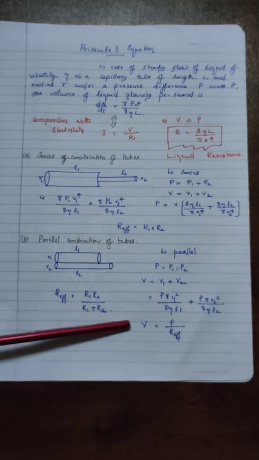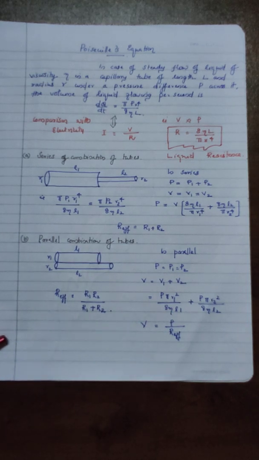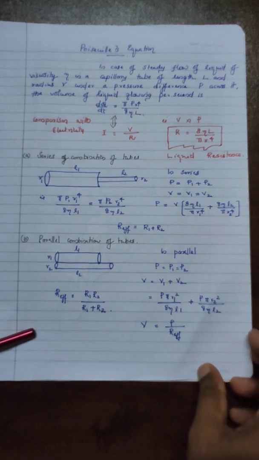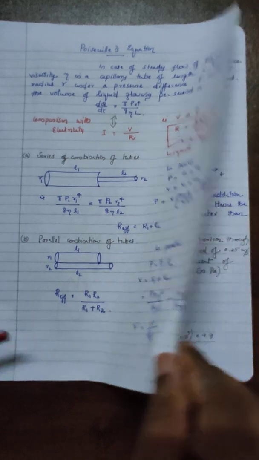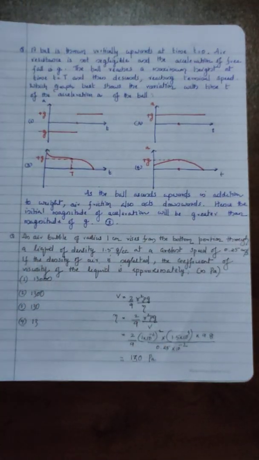From that we get the very important concept of R effective, the liquid resistance in a parallel combination of tubes, as R1 R2 by R1 plus R2. It is a very good concept. We can move on to some very good questions.